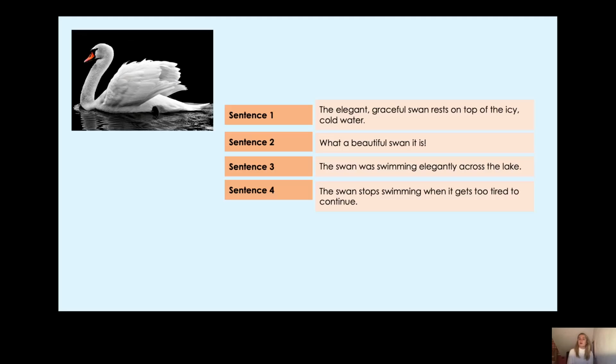Oh, well done, year two. I'd really like to see all the sentences that you've written for this. So when you send your work to the office, could you also send these 4 sentences so I can see your fantastic sentences and what you've remembered over the last few weeks?